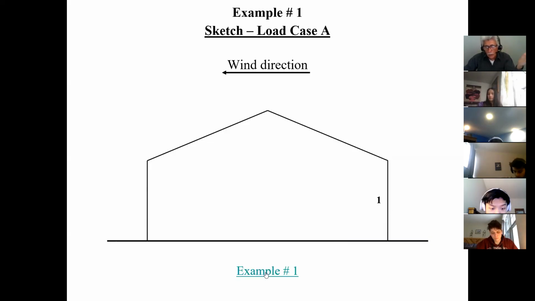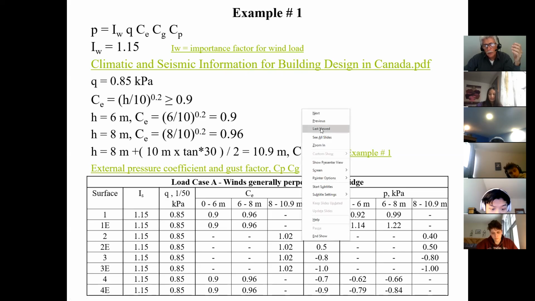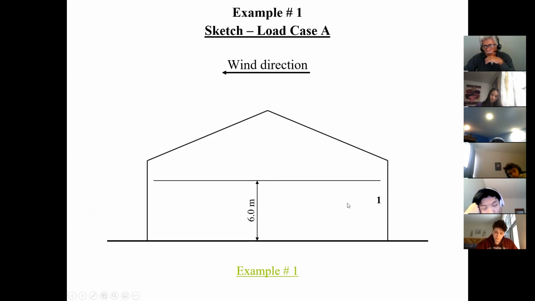What do I do? Well, I go back to my table. I look at surface 1, and what's the pressure from 0 to 6 meters? 0.92 kPa. So on surface 1, from 0 to 6 meters, I have 0.92 kPa. So therefore, here I show up to a height of 6 meters. This is only good up to 6 meters. Now you'll notice that I put the arrows towards the wall. Is that correct?